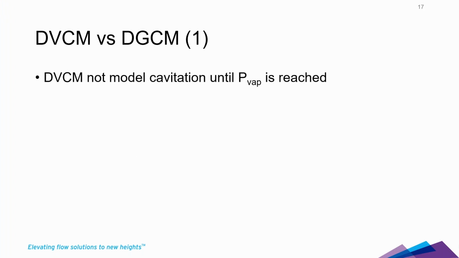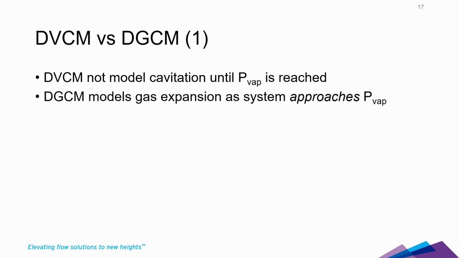Okay. The difference is the vapor cavity model does not start modeling cavitation until vapor pressure is actually reached. The gas cavity model will begin to allow some small amounts of vapor to grow before you actually hit vapor pressure. So when you're looking at that transient maximum and minimum table, like I showed you before, if you're using the DGCM model, they're not going to be zero anymore. They're going to be very, very small potentially, but they're not going to be zero. So pay attention to that.